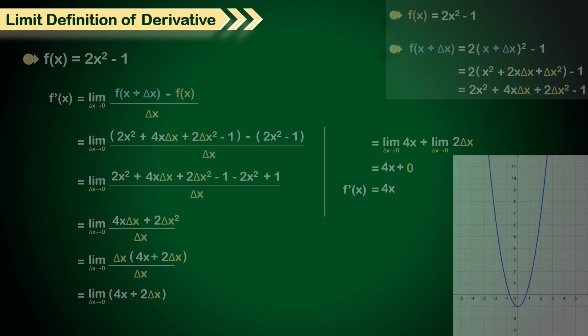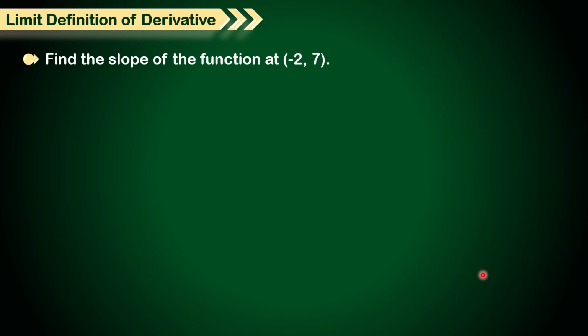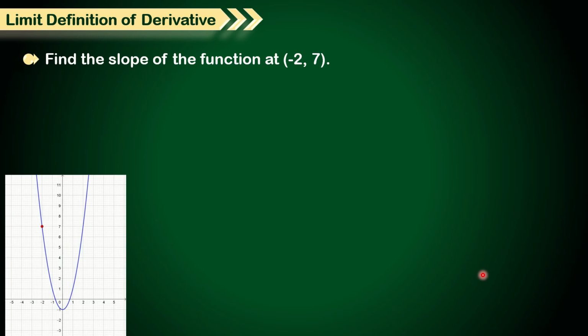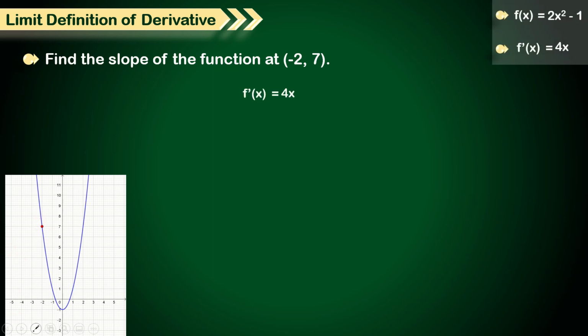To understand it better, find the slope of the function at negative 2, 7. On the graph, this is the point on the curve where we asked to find the slope. Substitute x coordinate to the derivative of the function, which is f prime of x is equal to 4x. F prime of negative 2 is equal to the product of 4 and negative 2. Get the product. Thus, the slope of the function at negative 2, 7 is negative 8.